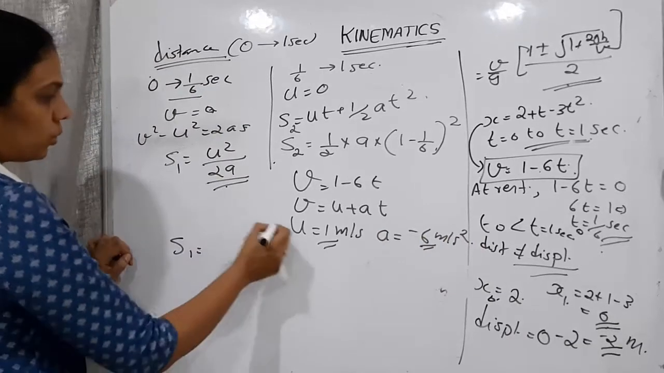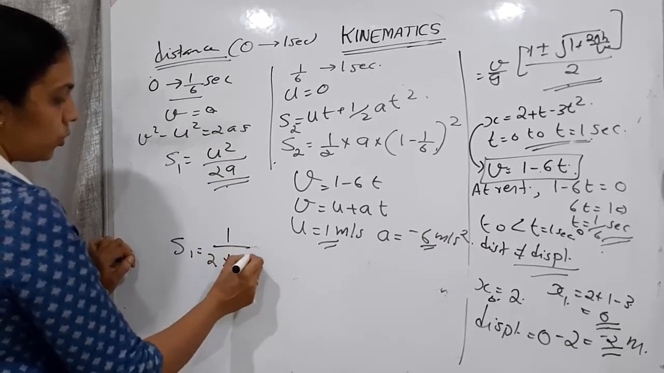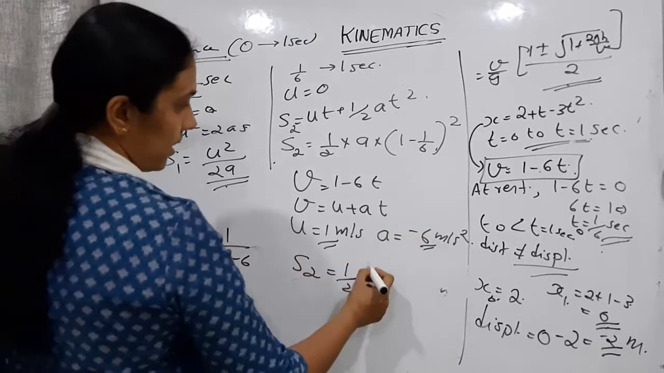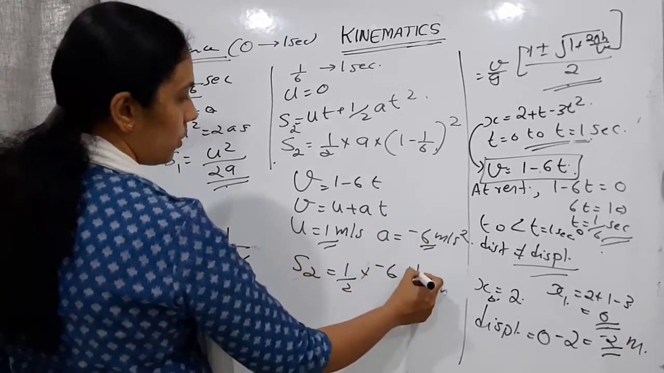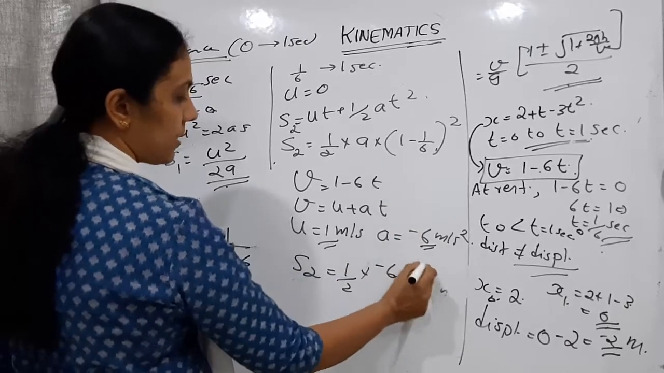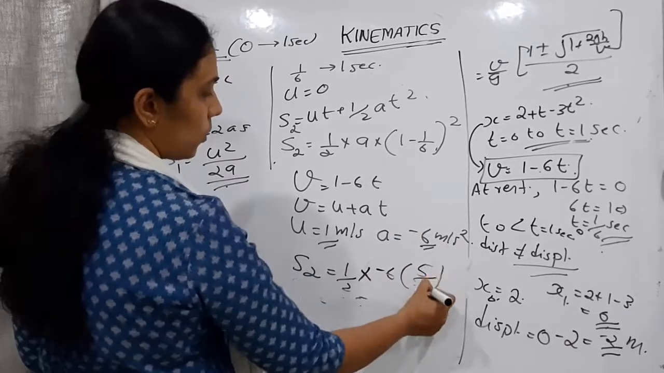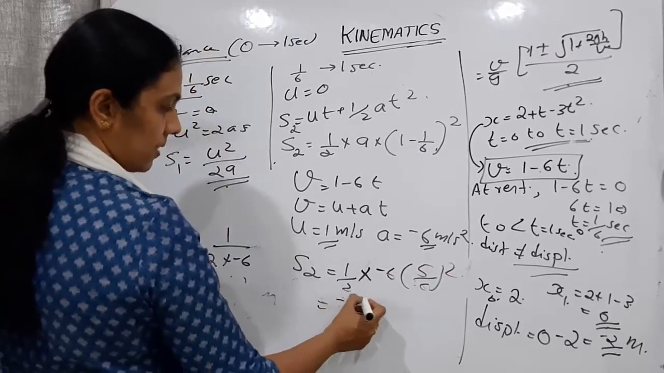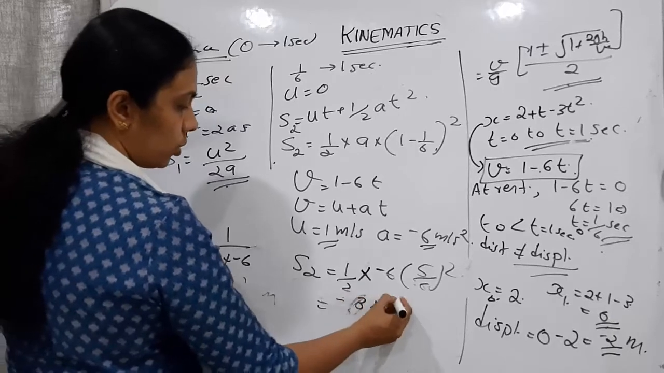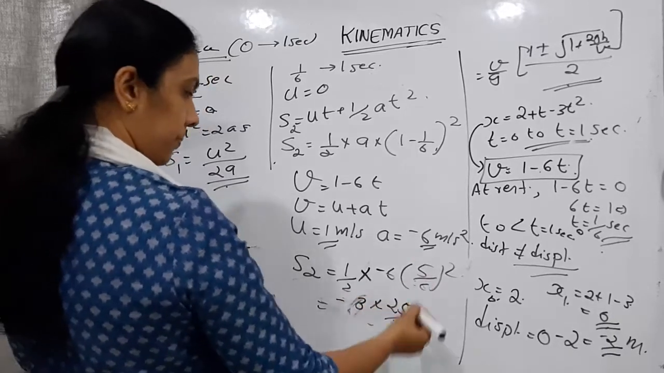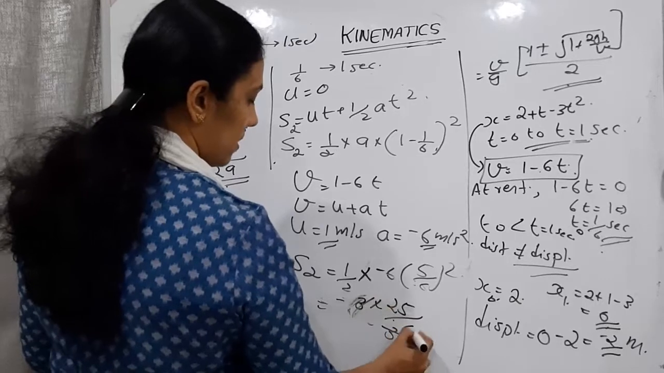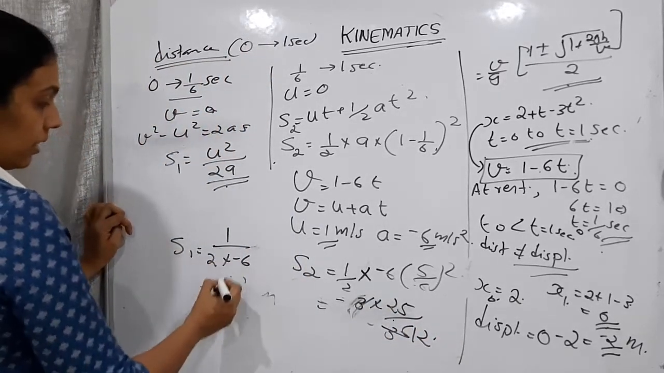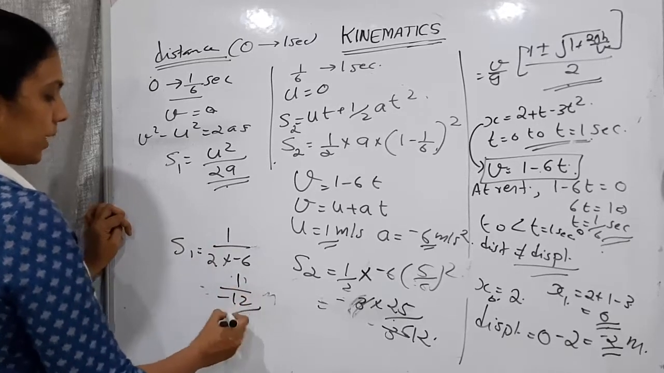Therefore, S1 equals u square, 1, divided by 2 into minus 6, and S2 equals half into a as minus 6 into 5 by 6, the whole square. Then we will be getting it as minus 6, minus 3 into 25 divided by 36. So here minus 25 divided by 12. Here minus 1 by 12 you will be getting.